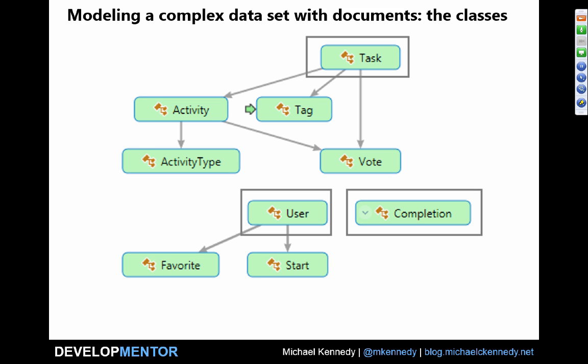If you actually crack open those classes, you'll see we have these 3 top-level pieces: the task, which has a box, the completion, which has a box, and the user, which has a box. But then nested within them, the activity is nested in there, and the activity nests the activity type and the votes about it, and the task has its votes, and so on. Okay?